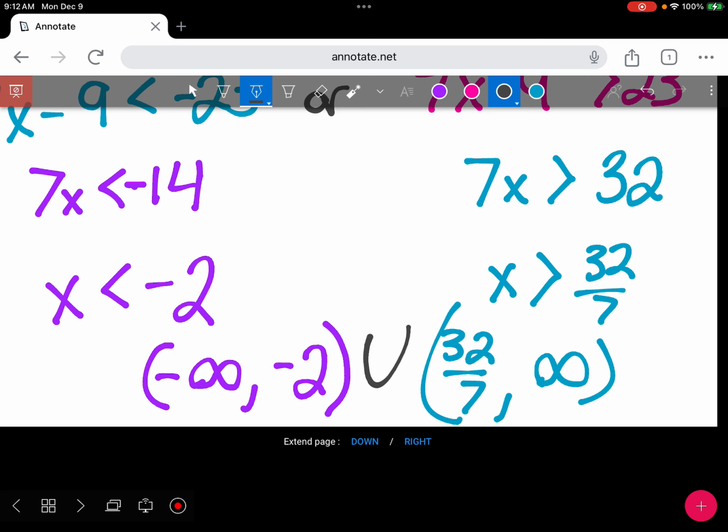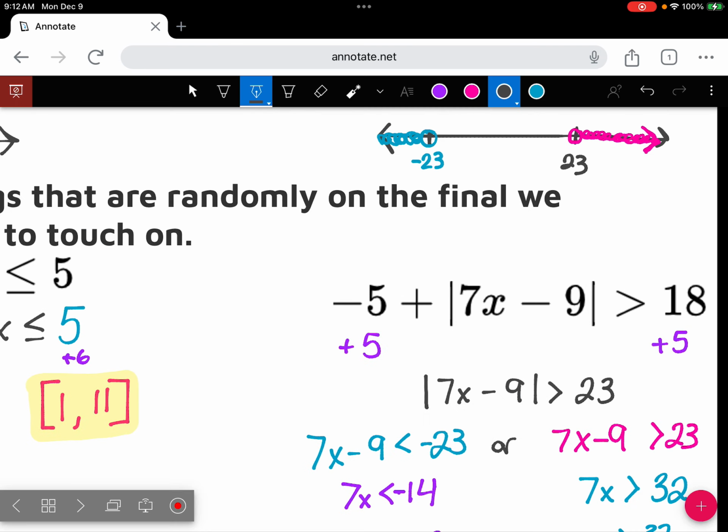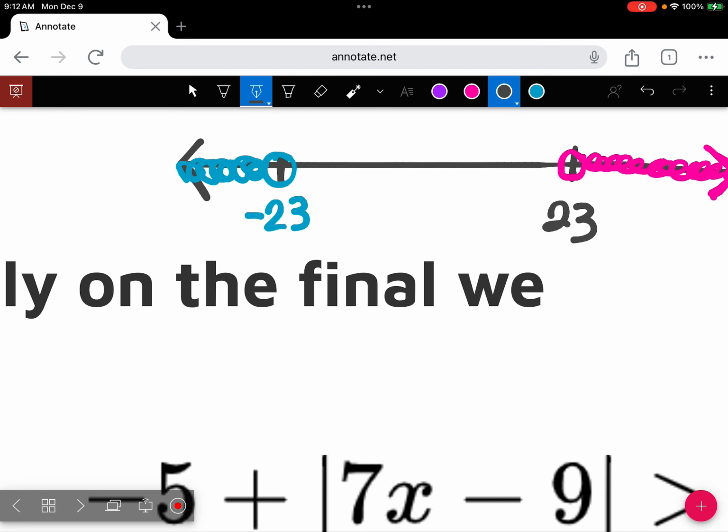Great or. So greater, great or. That's kind of the easiest way to remember. Whenever you have your absolute value isolated, and we get, oh, that's not how we spell great.